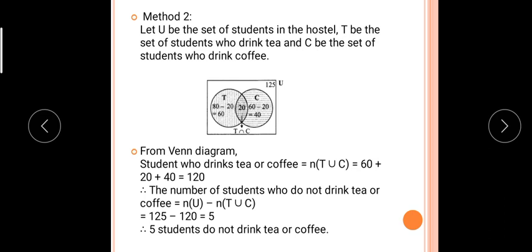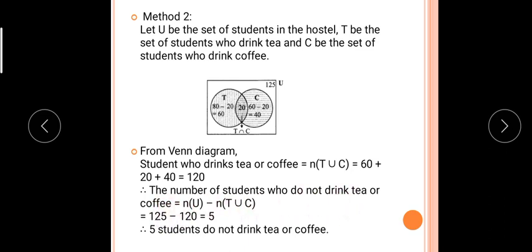Second method. Now listen here. Second method means using the Venn diagram. Total 125. Those drinking tea only 60. Those drinking coffee only 40. What is the intersection between them? 20. So students who drink tea or coffee are 60 plus 40 plus this 20, that is how much? 120.